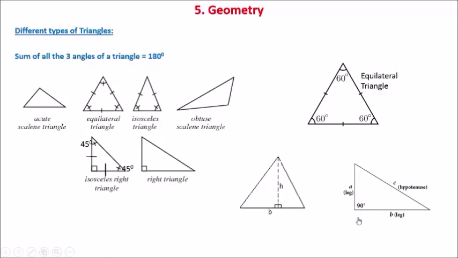Then when you have a right triangle like this, these two sides are called the legs, and the longest side of the right triangle is called the hypotenuse. The longest side is always opposite to this 90 degrees, okay? So the side opposite to 90 degrees is always the longest side, and it's called the hypotenuse, okay?